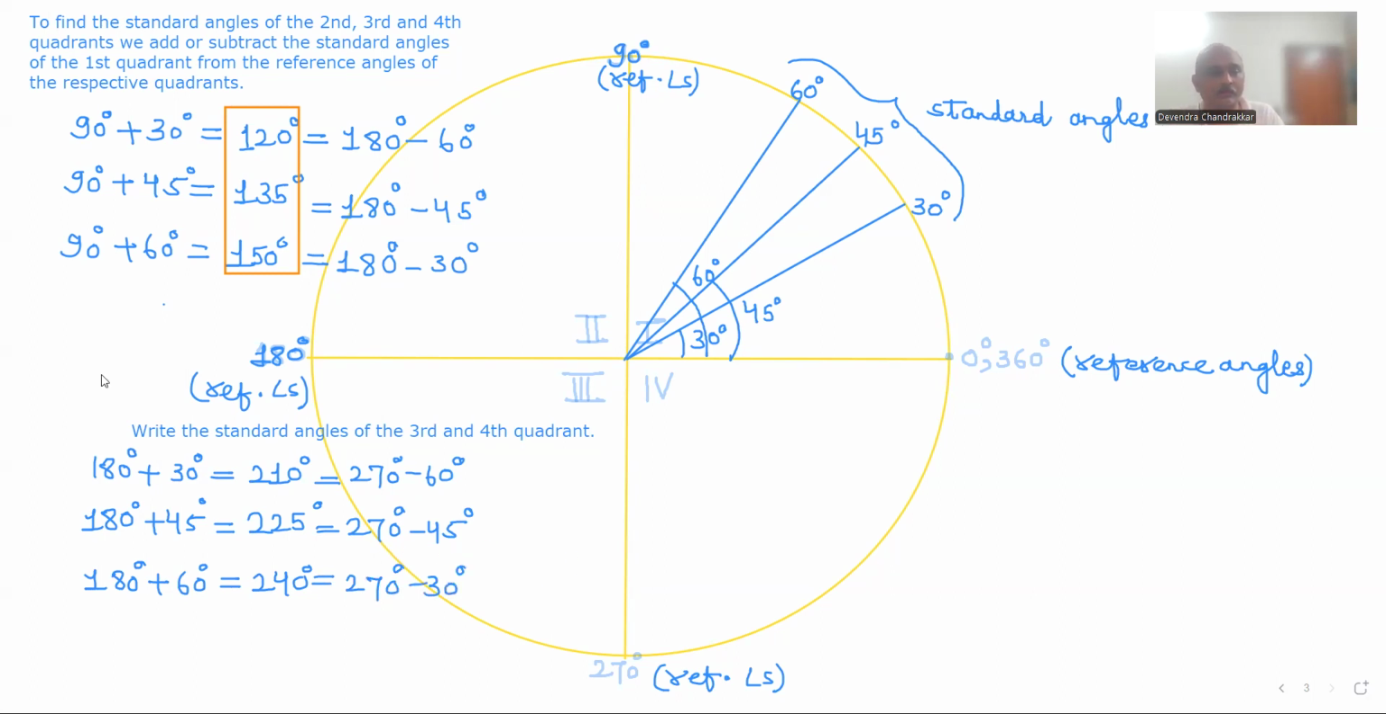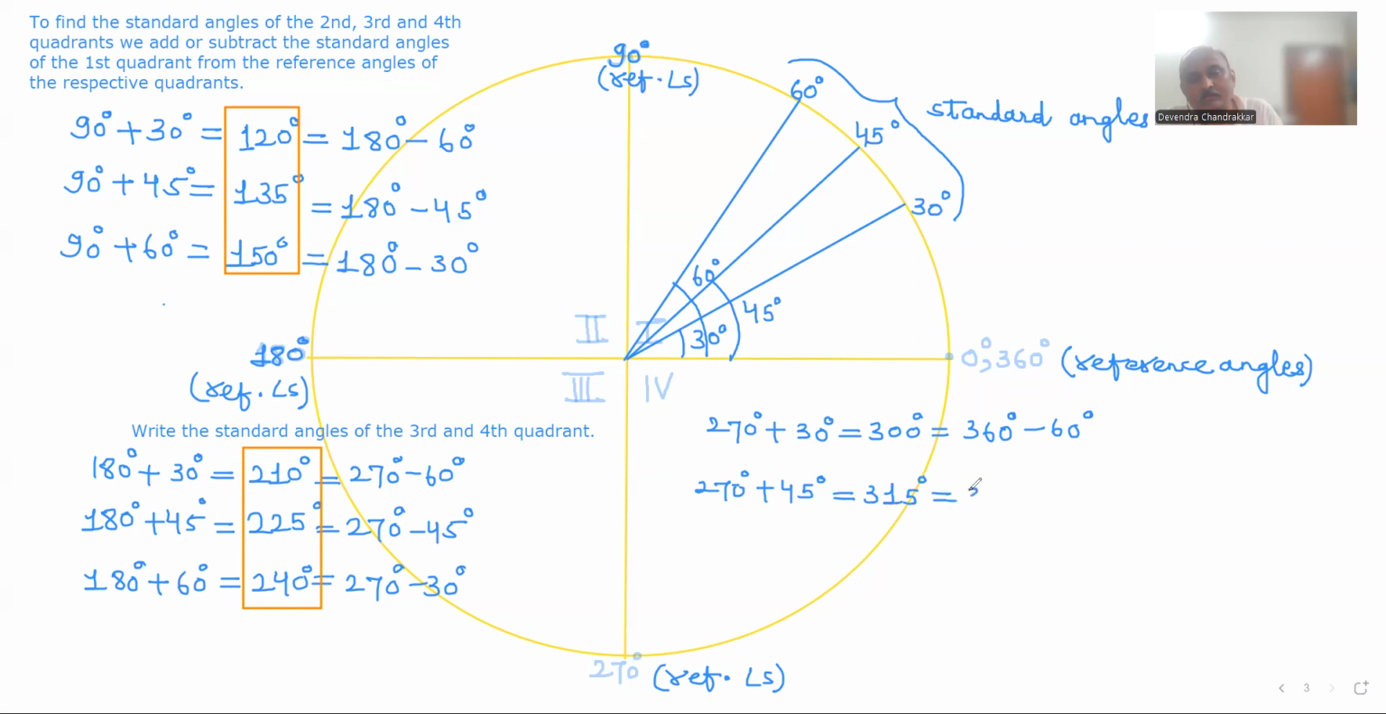Right? So this is how we find the standard angles for the third quadrant. For the fourth quadrant, it is simple. Again, it is 270 plus 30, 300 degrees. This is also 360 minus 60. Then comes 270 plus 45 degrees. This is 315 degrees. This is 360 minus 45 degrees. Then comes 270 plus 60 degrees. This is 330 degrees. This is 360 minus 30 degrees.